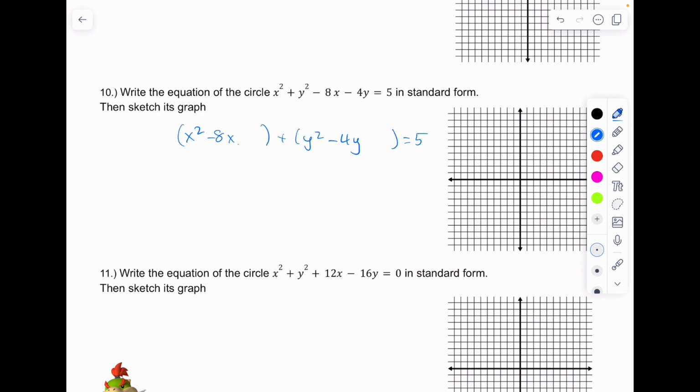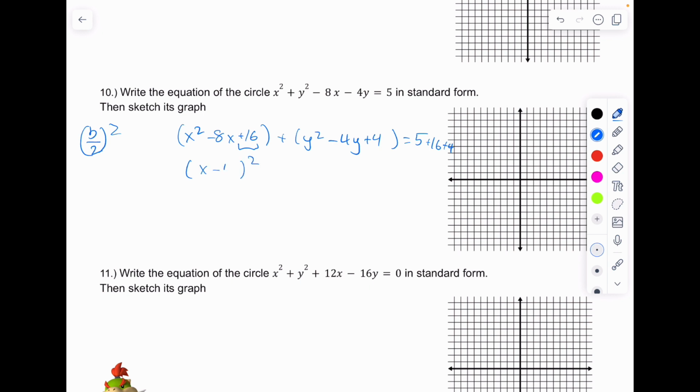What is the magic number that we want to add in here to get a perfect square? Keep in mind the (b over 2) squared. So half of 8 is 4. 4 squared is 16. So plus 16. Add to one side, you have to do to the other side. Over on this one, we have half of 4 is 2. Squared is 4. Plus 4. Perfect squares that we're going to get.